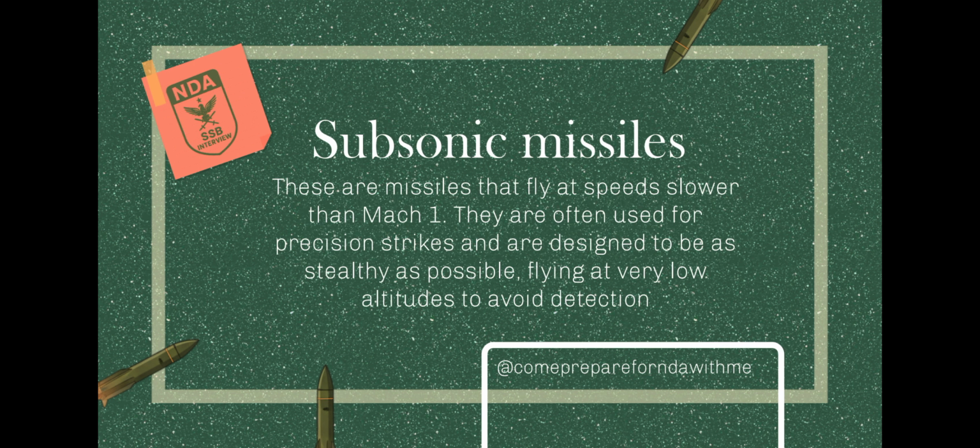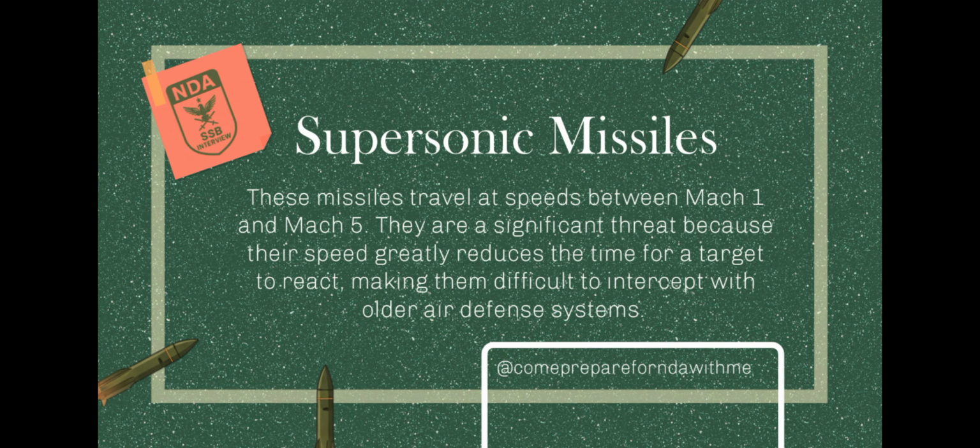Now, first is the subsonic missiles. These are the missiles that fly at a speed slower than 1 Mach, basically slower than the speed of sound. They are often used for precision strikes and designed to be as stealthy as possible, flying at very low altitudes to avoid detection. Next is supersonic missiles. So now these missiles travel at a speed between 1 Mach and 5 Mach. So it's greater than the speed of sound and less than 5 times the speed of sound.